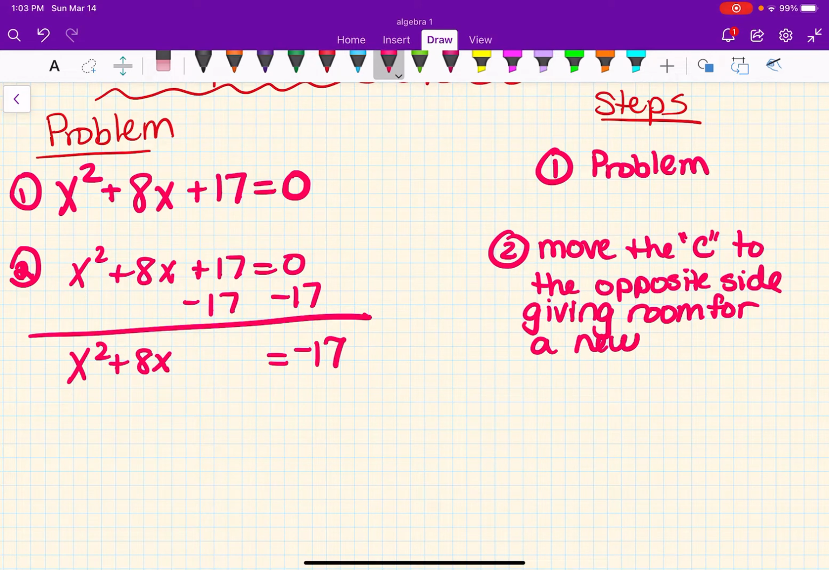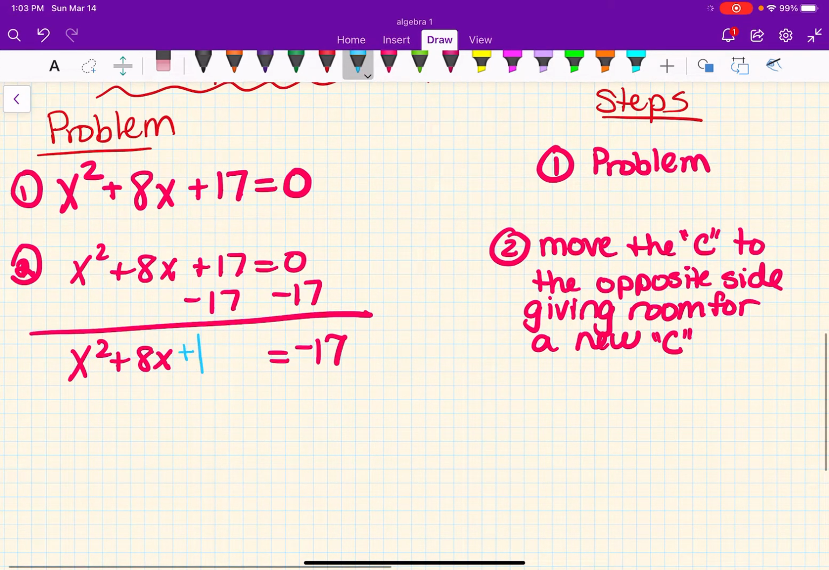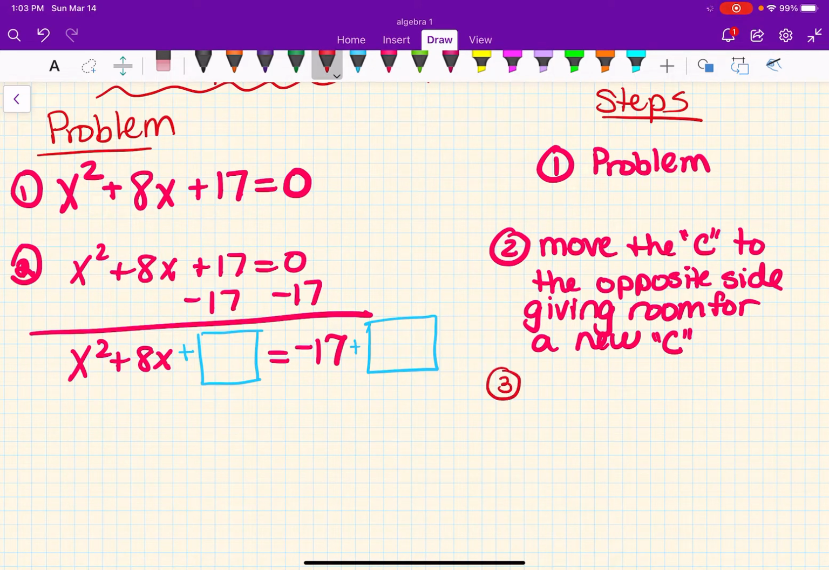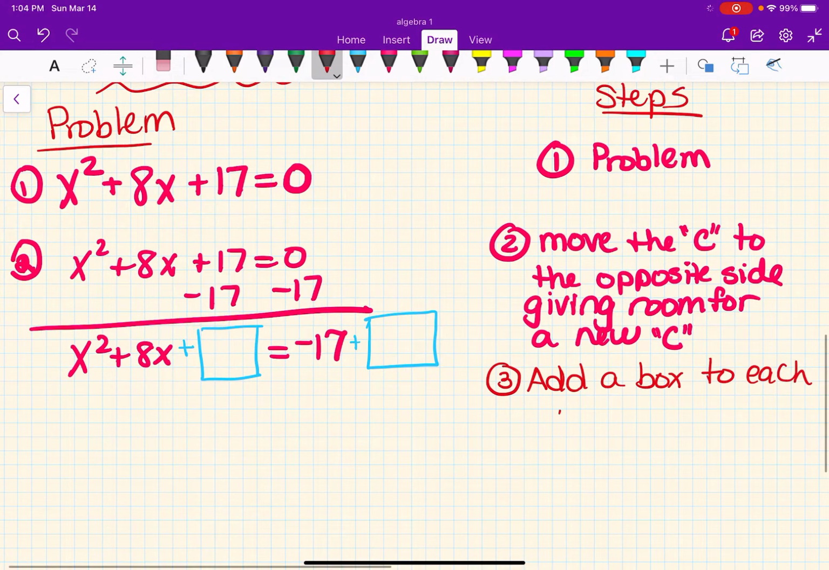Because that c doesn't work to make a perfect square, so we need a new one. Okay? The next step is we're going to put a box on each side, a square. Now, this is not absolutely necessary, the box, but we do this so we don't forget. We've got to fill in the blank on both sides. So that is going to be part of what we do. We're going to add a box to each side because that's where we're going to put our new c. Okay?